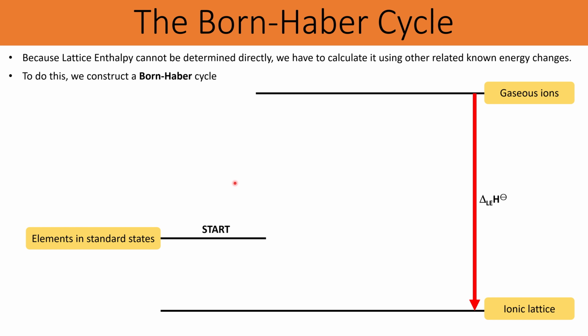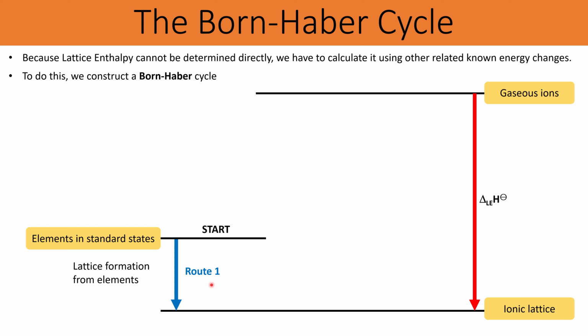So where we're going to start actually is not here or here with the gaseous ions or the ionic lattice. We're actually just going to start with the elements that the ionic compound in its solid ionic lattice is formed from. We're going to start with the elements in their standard states. And we know that if we go from the elements in their standard states to the solid ionic compound, 1 mole of it, then that energy, that route 1, is actually just going to be the enthalpy change of formation that you know of, right?